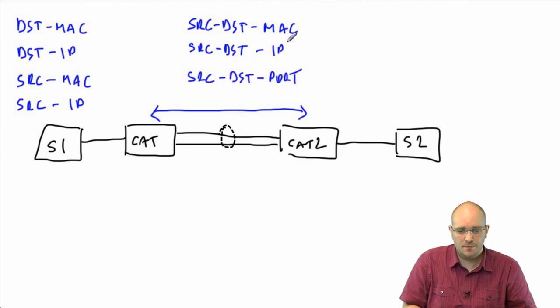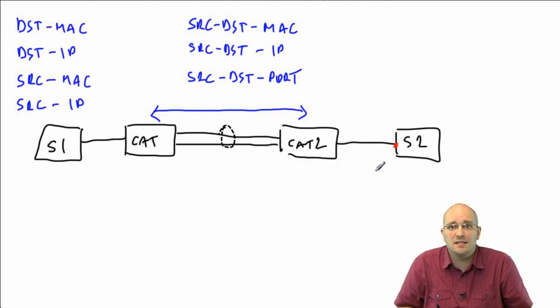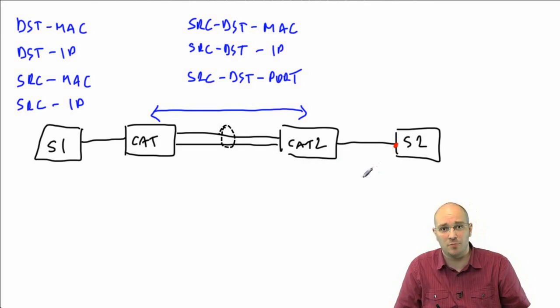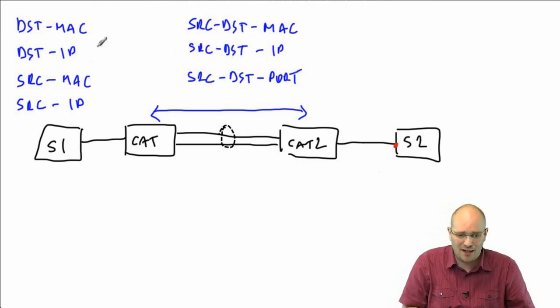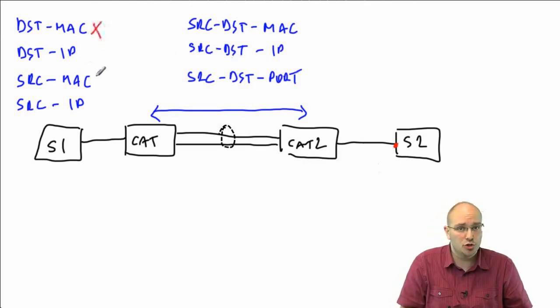Let's take a look at this. If the traffic comes from server 1 and goes to server 2, the destination MAC address for all of this traffic will always be server 2's MAC address, regardless of which IP addresses are in use or how many TCP sessions or UDP sessions I have between these two. So destination MAC address is not a very good choice here.